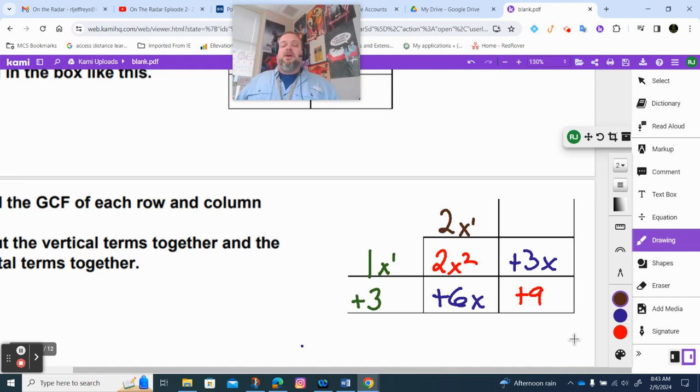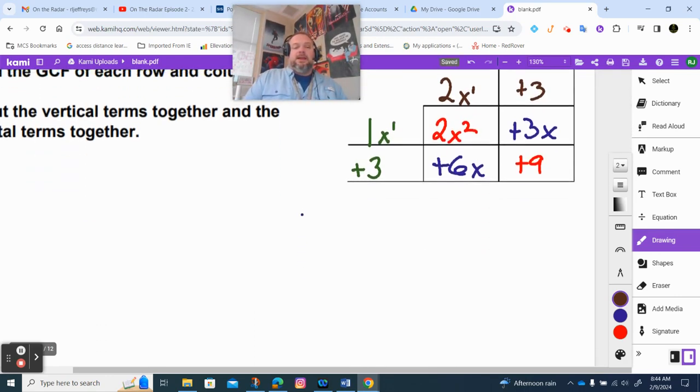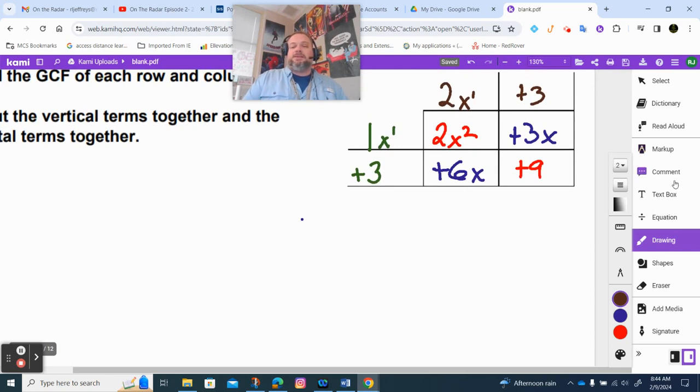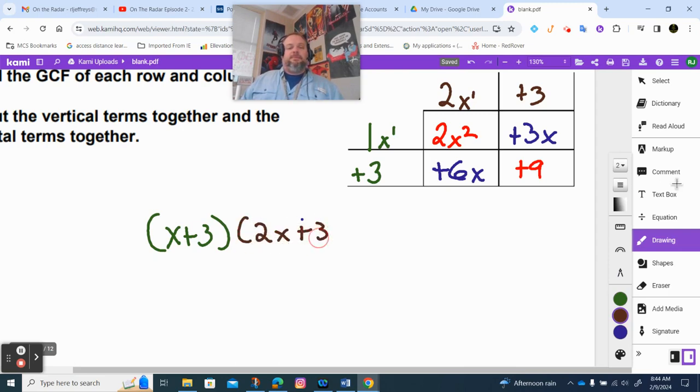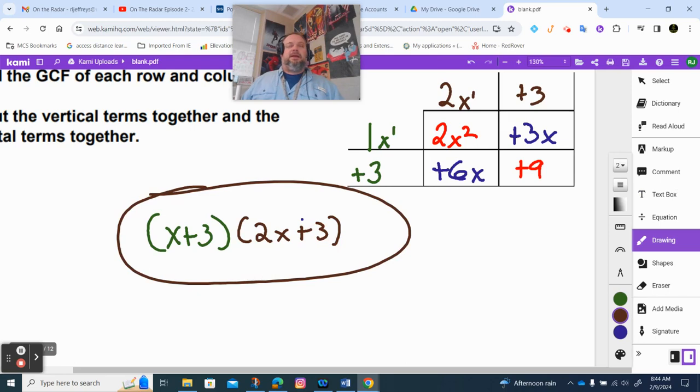All right. What is the biggest number that will divide 3 and 9? 3. Now, lastly, we're going to write these terms together. So I'm going to write my row and my columns. And we're done.